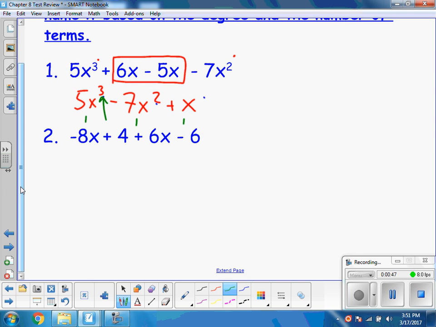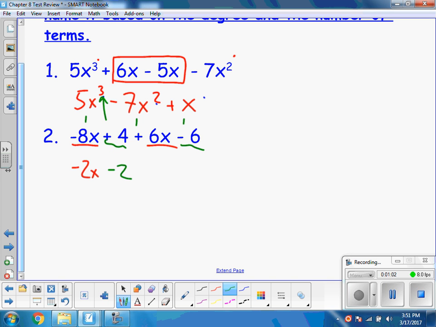Let me look at this next one here. I've got negative 8x. I've got 6x. I have negative 2x left over. And I've got 4 and a negative 6, that's negative 2. And so this is now simplified, combined like terms.